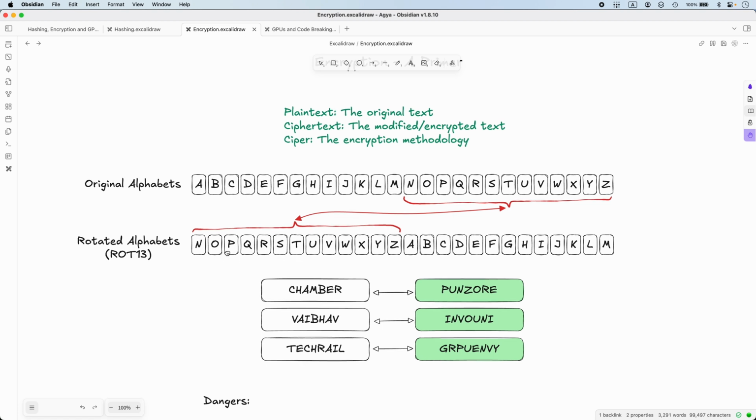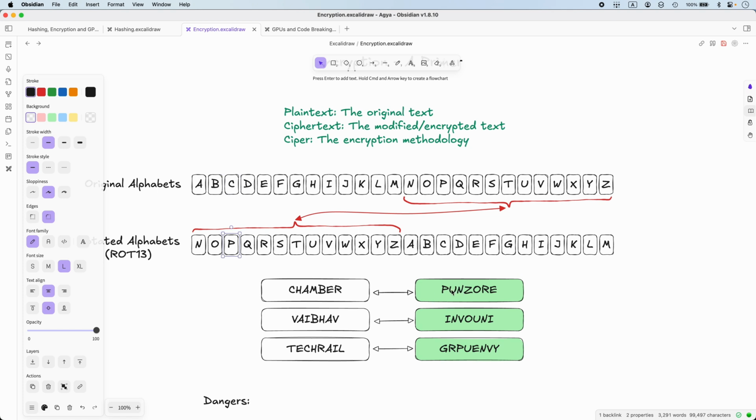So C corresponds to P. Let me use this selector tool. C corresponds with P. H corresponds with U. A corresponds with N. M corresponds with Z. B corresponds with O. E corresponds with R, and R corresponds with E, right? Chamber becomes Punzore or something. Vaibhav becomes Invoni. Tekrail becomes Grpiyunvi. I don't know how to pronounce all this. This is garbage anyway, not supposed to be pronounced.